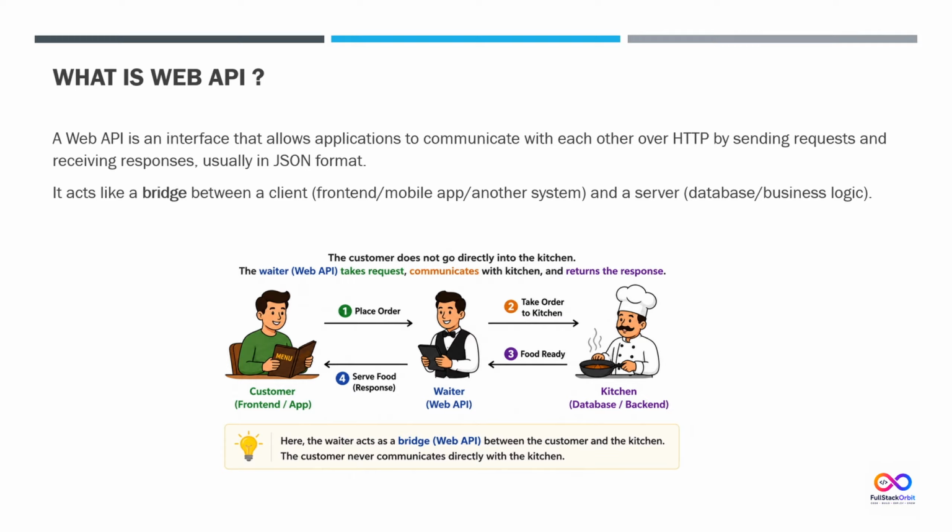First, the customer places an order. Then the waiter takes that request to the kitchen. The kitchen prepares the food and sends it back to the waiter. Finally, the waiter delivers the response back to the customer. Exactly the same thing happens in Web API communication. The client application never directly communicates with the database. Everything goes through the API layer.